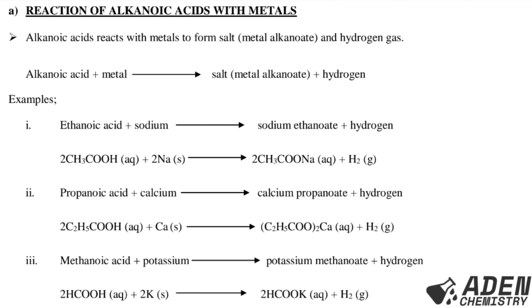Example number 2, we are having propanoic acid plus calcium. What we are going to get is calcium propanoate plus hydrogen gas. So propanoic acid is written C2H5COOH solution plus calcium, which is solid. What we are going to get is calcium propanoate plus hydrogen gas.